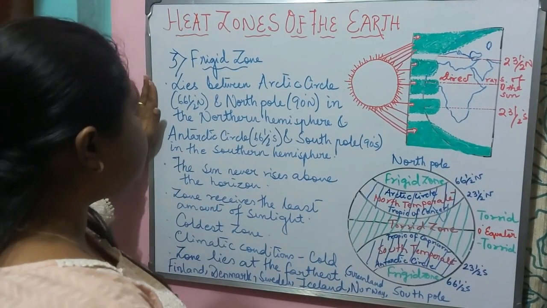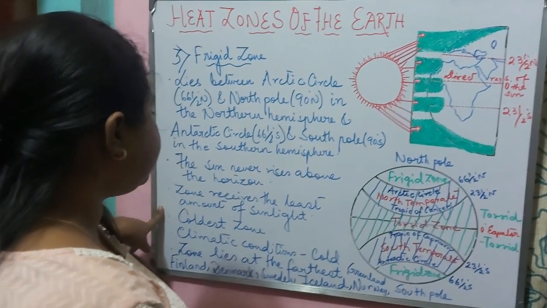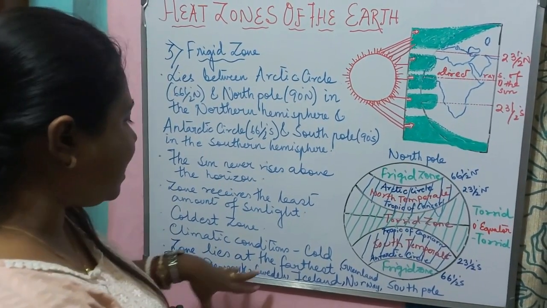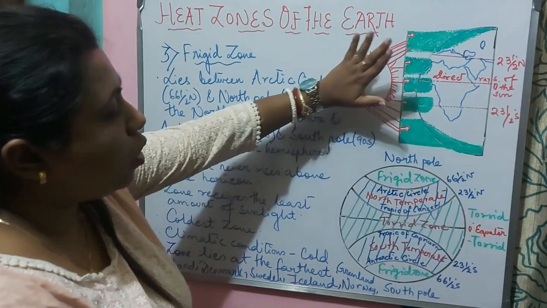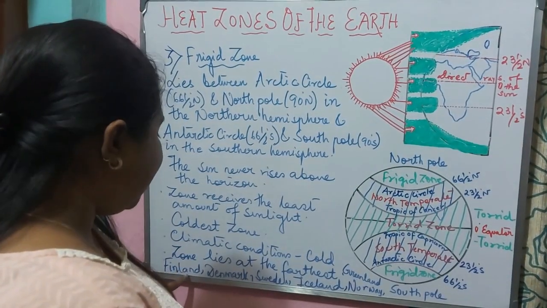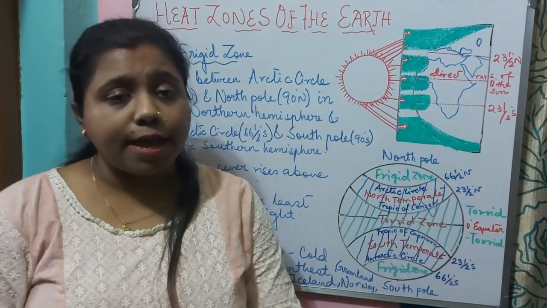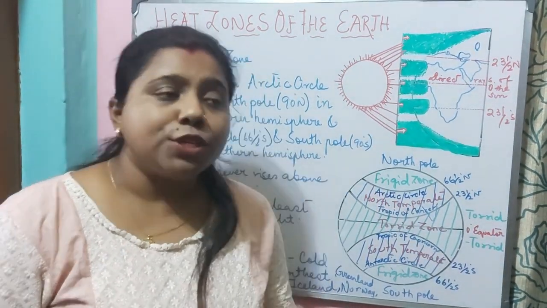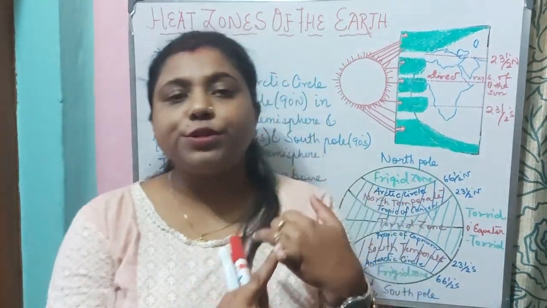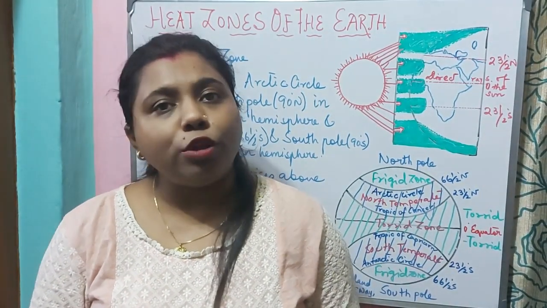So what we learned about the frigid zone, from where to where it lies, the sun never rises above the horizon. Zone receives the least amount of sunlight. Coldest zone, climatic conditions. Zone lies at the farthest, as the sun has to cover a larger distance, so the rays of the sun go on becoming slanting. Finland, Denmark, Sweden, Iceland, Norway. These are some of the countries that lie in the frigid zone. So today in this video we learned about the heat zones, that is torrid zone, temperate zone and the frigid zone. I hope all of you understood.